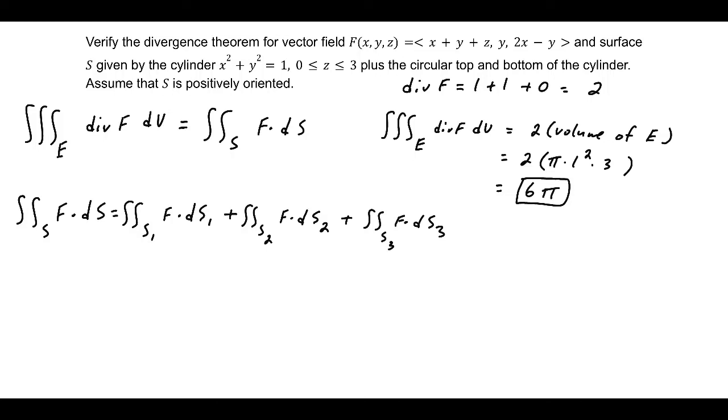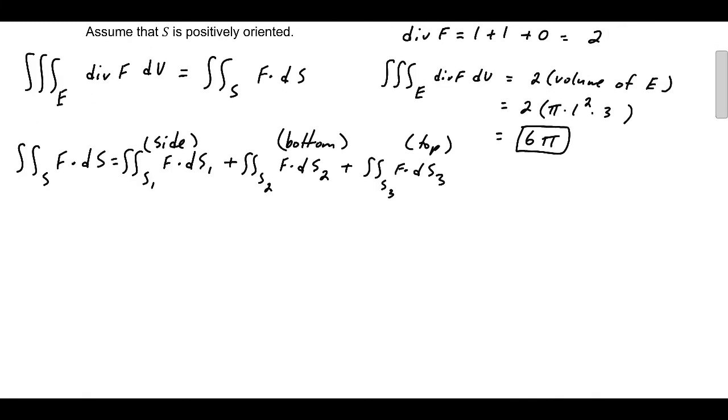The first, I said surface 1 is the side of the cylinder. Surface 2 I'm going to call the bottom of the cylinder. And surface 3 is the top. As it's going to turn out, the bottom and the top are going to have very similar parameterizations, and in fact, the side will have a different one, which is why we have to break this up into 3 integrals. So let's begin with surface 1.